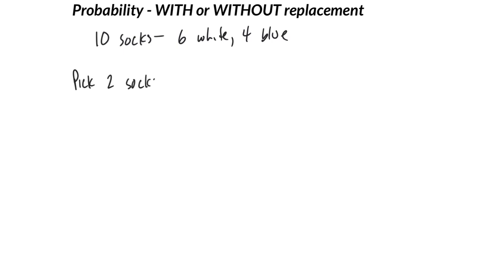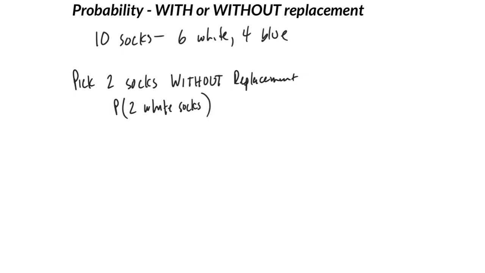Let's say we had 10 socks in a drawer, 6 white and 4 blue. And let's say we reached in and picked one sock and then picked another. Okay, so we picked 2 socks without replacement. So once a sock is out, we keep it out and then we pick another. So what's the probability of 2 white socks?